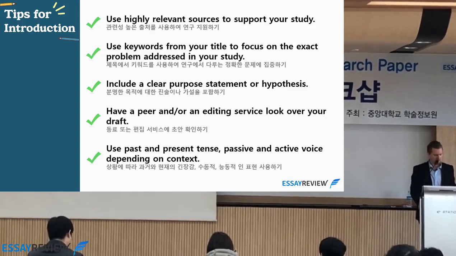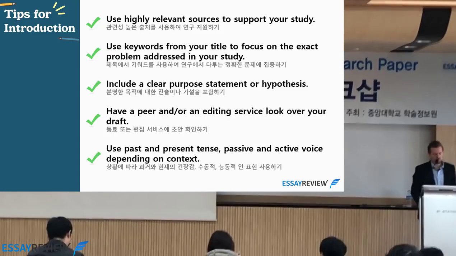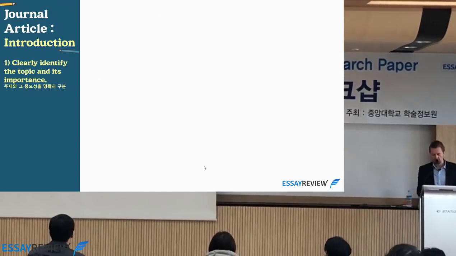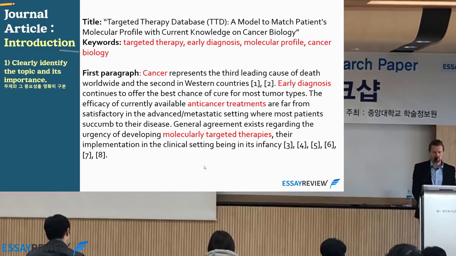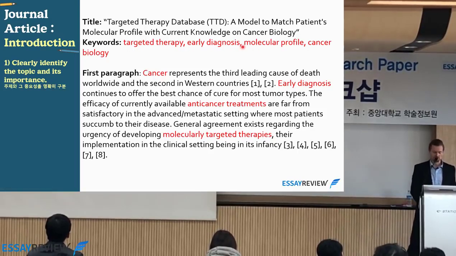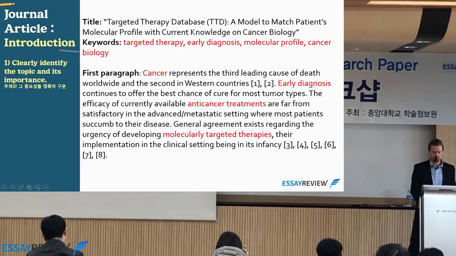Okay, we'll continue. We're going to look at a different paper. This is not the kimchi paper. The title is Targeted Therapy Database, a model to match patients' molecular profile with current knowledge. So look at the keywords. Some keywords they've used in the abstract: targeted therapy, early diagnosis, molecular profile, cancer biology. Right away, in the first paragraph, they have used a lot of keywords: cancer, early diagnosis, anti-cancer treatments, molecular target therapies.